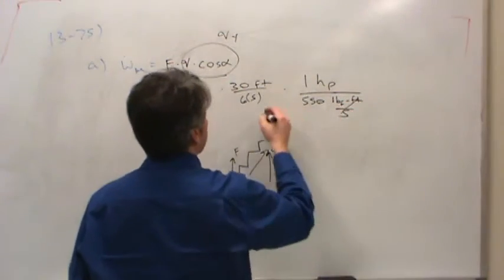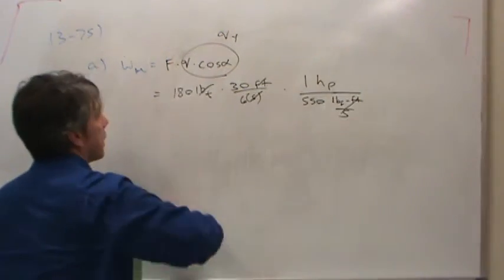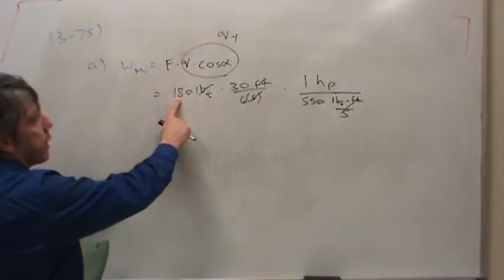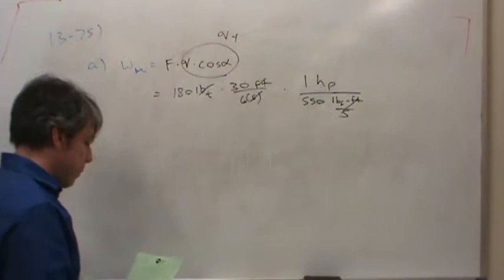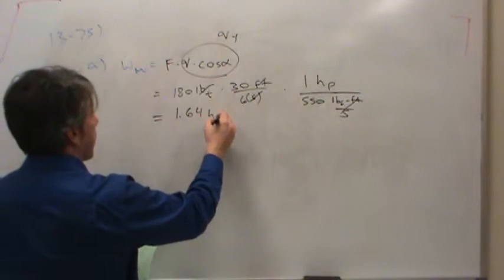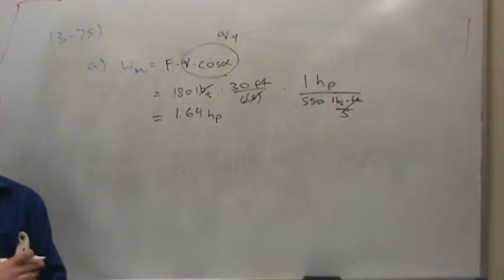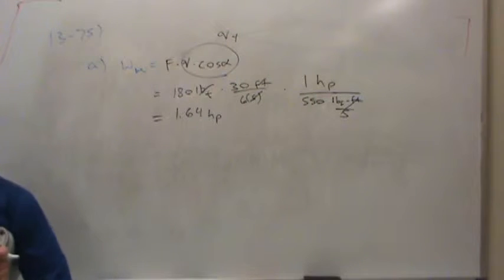So let's find out how much horsepower output this man has. In fact, if you run the numbers, all you're going to do is take 180 pounds force times 30, divided by 550, and you'll find the man's actually generating 1.64 horsepower. Okay? So he's actually generating more than 1 horsepower. Is that possible? Yeah, it's possible.